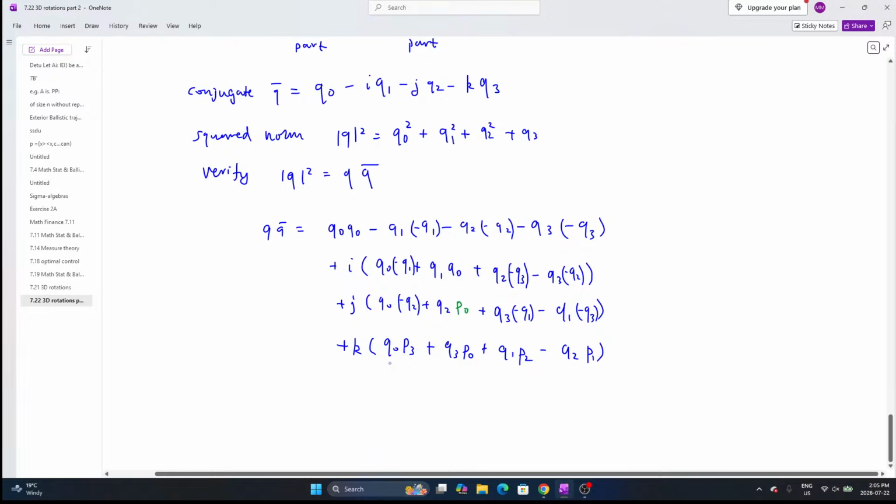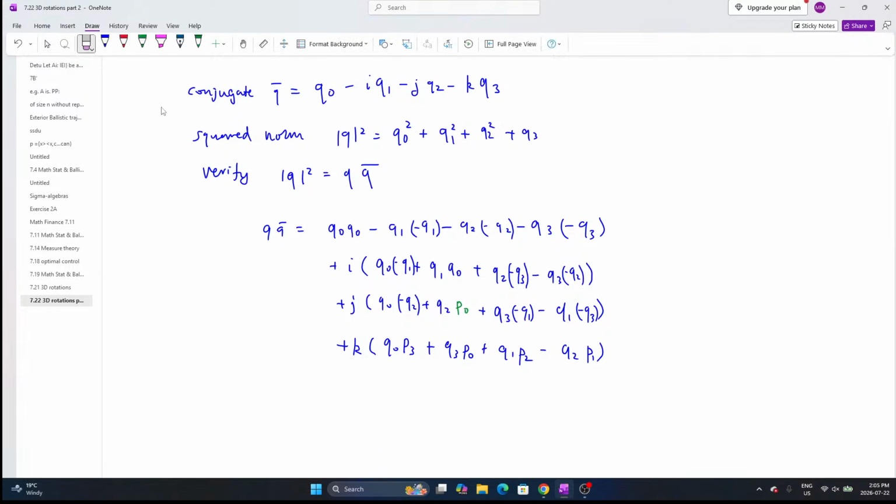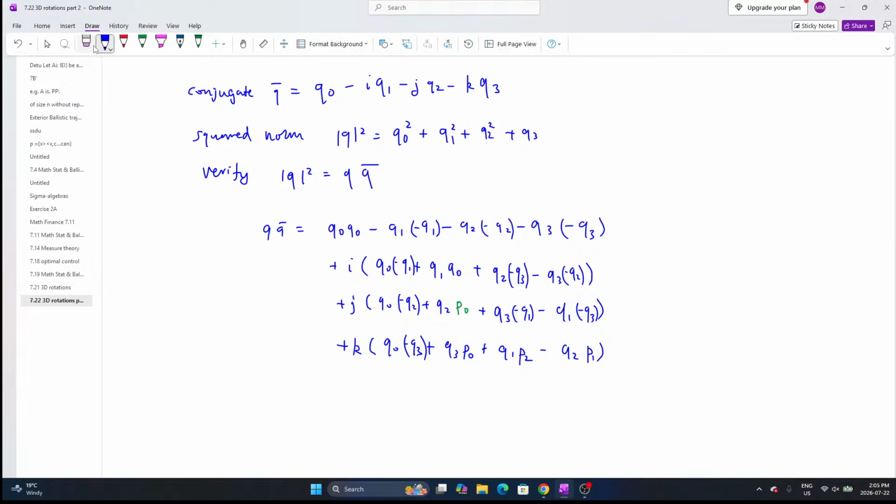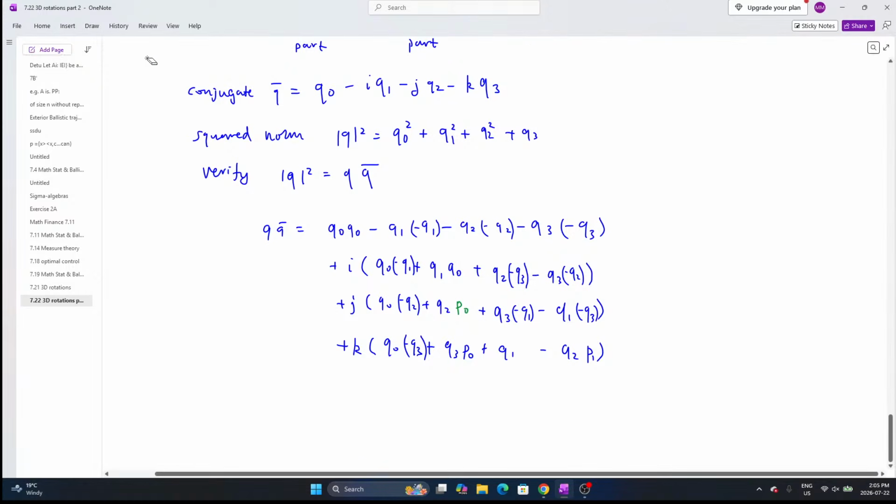And finally, the K formula. In the K term, you get Q naught P3. P3 is minus Q3. Minus Q3. And once again, let's not make the same mistake. P naught does not change. And here P2 is minus Q2. Substitute P2 equals minus Q2. And finally, P1 is minus Q1. And we're done.